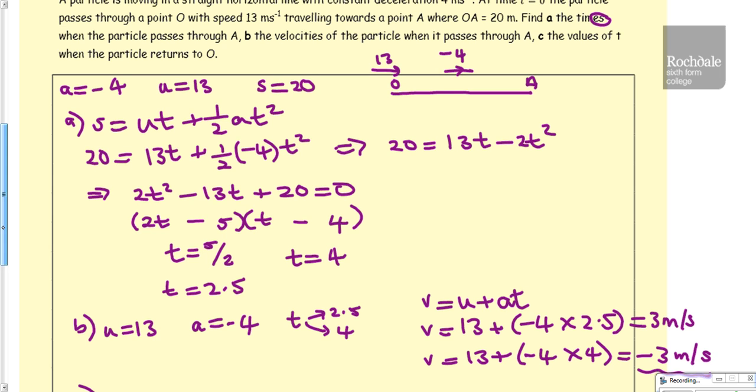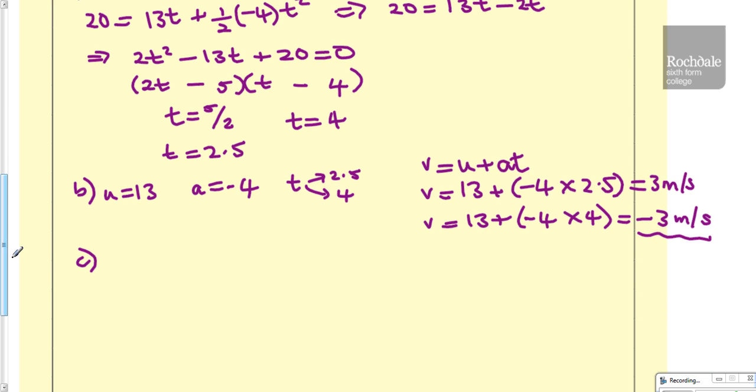Part C, we've got to find the value of t when the particle returns to the starting point. Okay, so if it's gone along and come back to where it started from, although it's actually travelled some distance, the displacement from the starting point, which is what S actually measures, is 0. So if we're asking when it gets back to the starting point, the displacement is therefore 0. That doesn't mean it hasn't gone anywhere. It's gone somewhere and come back, but in relation to the starting point, it's back where it started from.